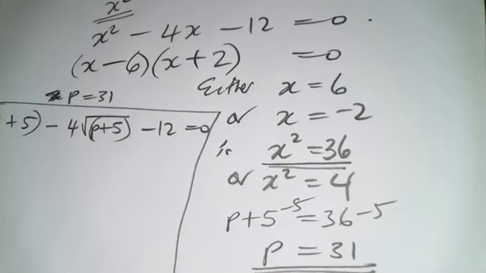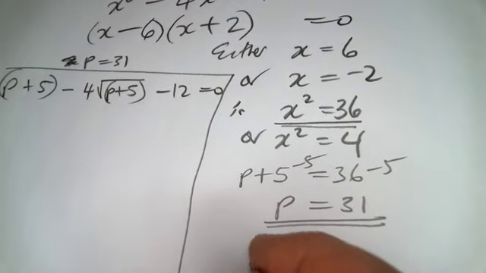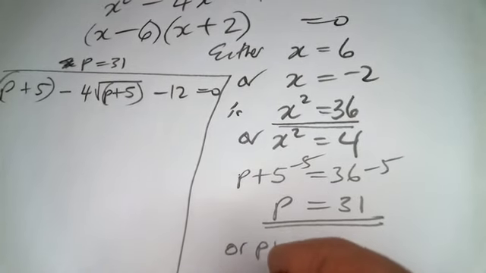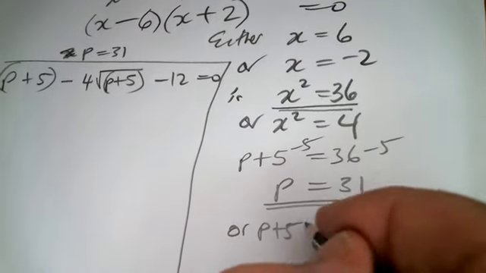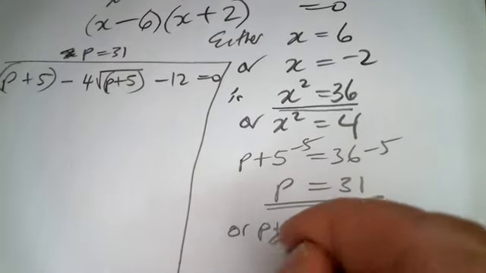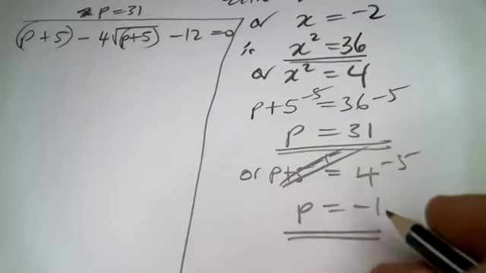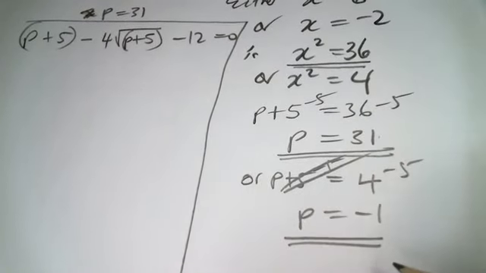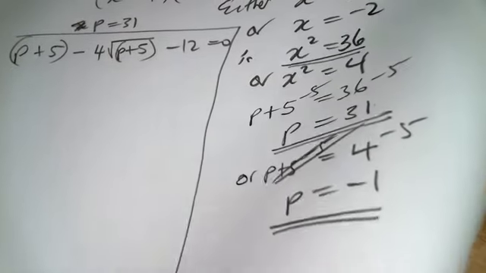The other one we're going to test is we've got x squared equals 4. So therefore we're going to say p plus 5 equals 4. So if I subtract 5 from both sides, we can say p is equal to negative 1. So we've got two things to test, 31 and negative 1. Let's test the 31 first. Let's see how that plays out.